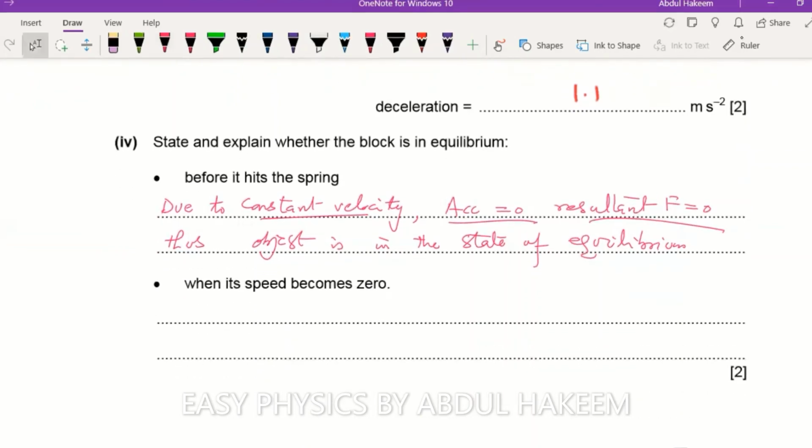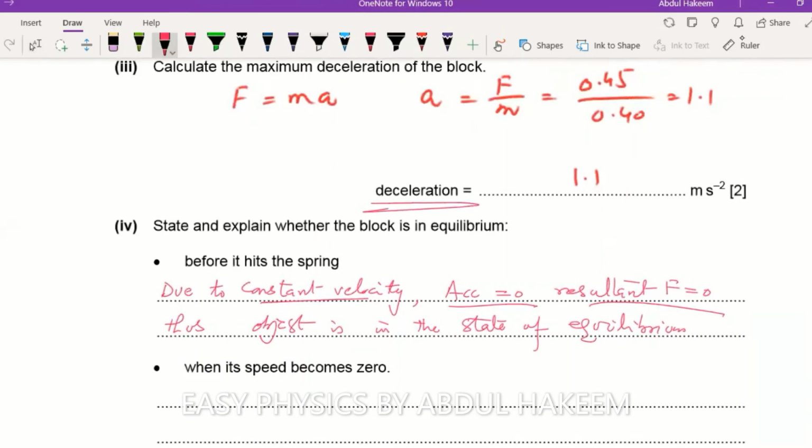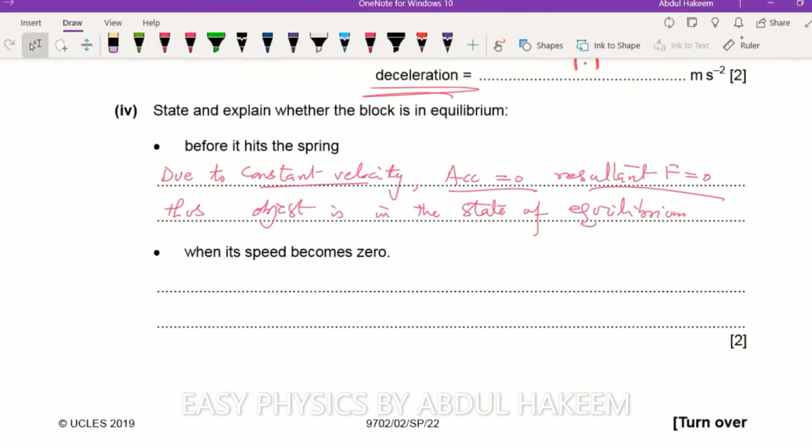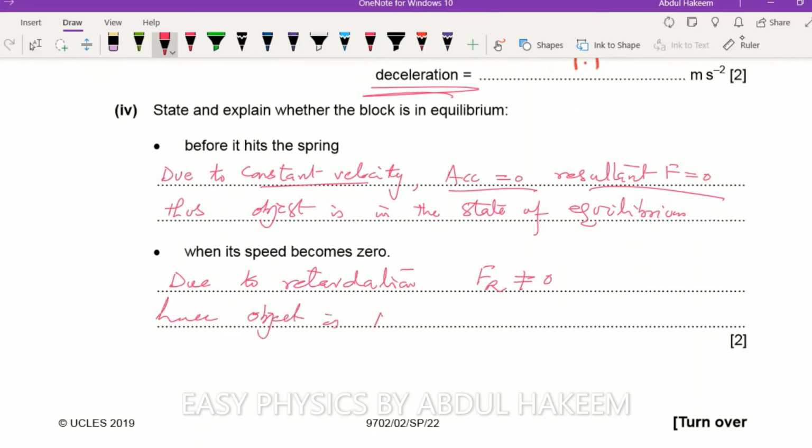And then when its speed becomes 0. So look, we have already calculated the deceleration. So the answer is: due to retardation, the resultant force is not 0, because there's a retardation, negative acceleration. Hence, the object is not in the state of equilibrium.